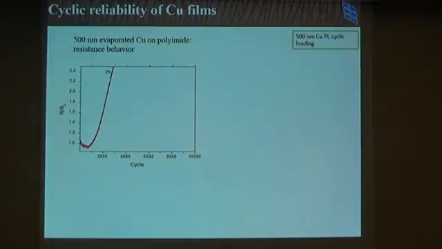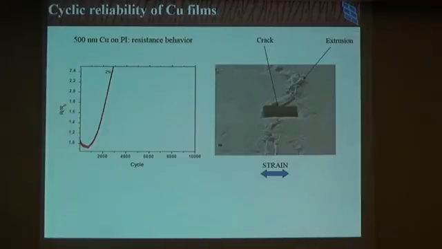So we have a 500 nanometer copper film on polyimide. This is a polymer. And if you look at the resistance, this is the recorded resistance divided by the initial value. You see a very typical and expected behavior. After some cycle number, the resistance starts to grow very steeply, and that is an indication of cracks. The good thing, again, about resistance is that if you do SEM, you might not see the cracks.